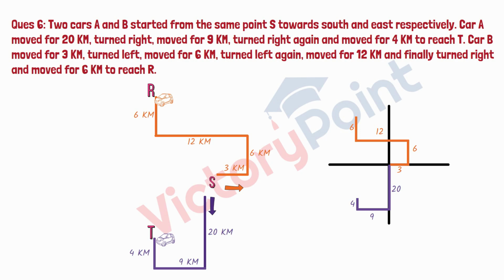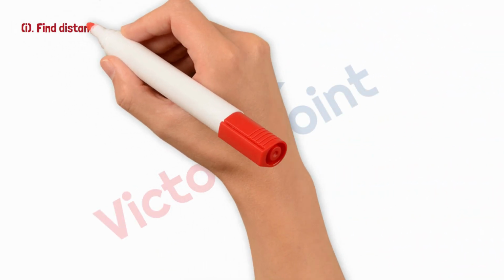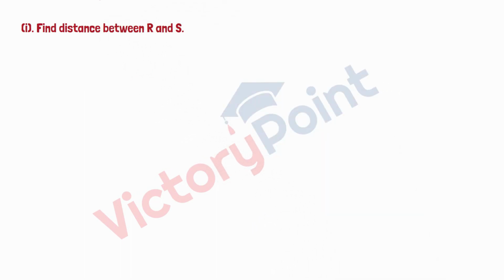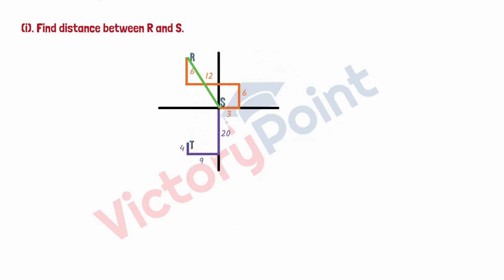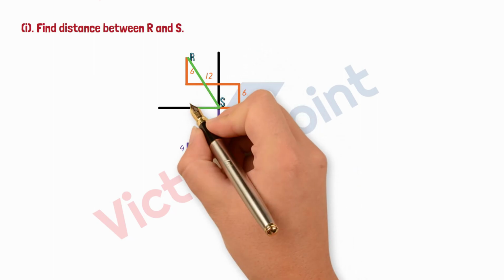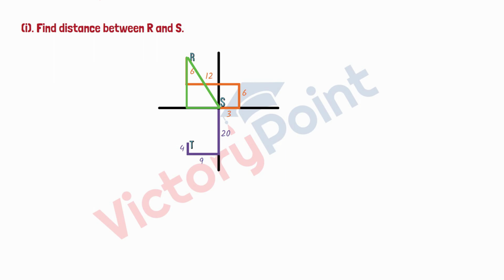Now let's see the question on this. The question is, find distance between R and S. So this is point R, this is point S and we have to find this distance. Now let's first see the vertical distance. It is 6 plus 6, that is 12. And let's see the horizontal distance. It is 12 minus 3, that is 9.